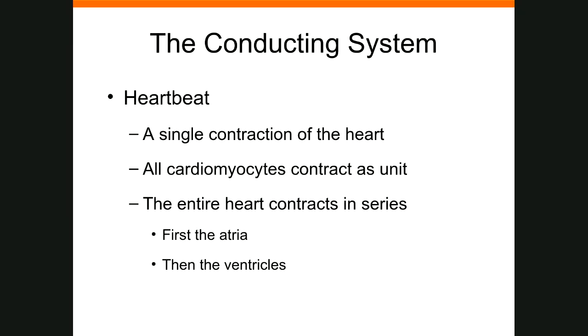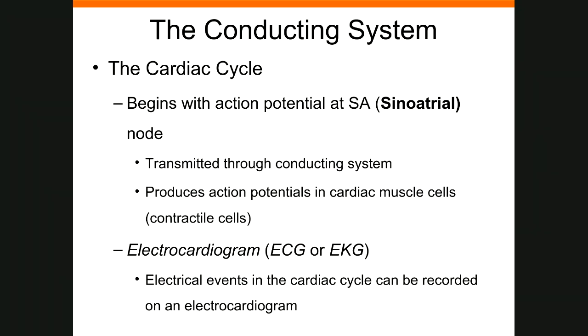When a single contraction of the heart occurs and all the cardiomyocytes contract as a unit, the entire heart contracts in series, first the atria, then the ventricles. The intrinsic conducting system works in a way that it begins with an action potential at the sinoatrial node and is transmitted through the conduction system, producing an action potential in the cardiac muscle.